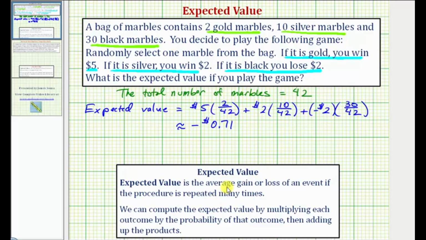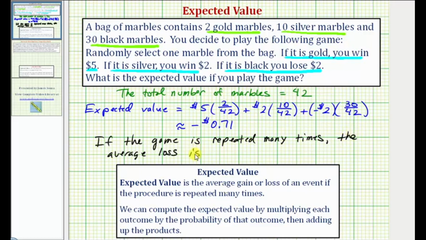If the game is repeated many times, the average loss is 71 cents, or $0.71. Notice how we don't include the negative here because we already indicated this is a loss.